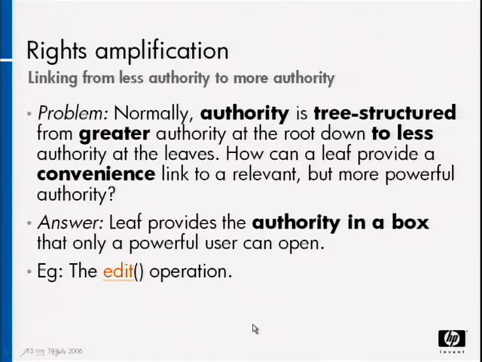Well, that's useful so long as it's okay within the sense of the application to always be deriving less powerful authorities from the powerful ones and having that structure of authority. But sometimes, for application reasons, it's interesting to be able to do the opposite. You've got a less powerful authority, but you'd like to provide the user with a convenience link to a more powerful authority. So I'll give you an example of this right away.